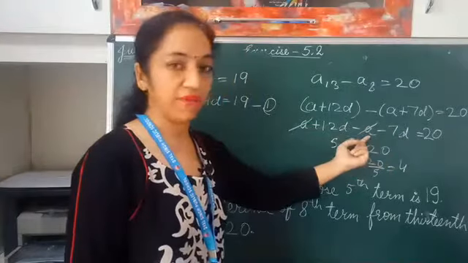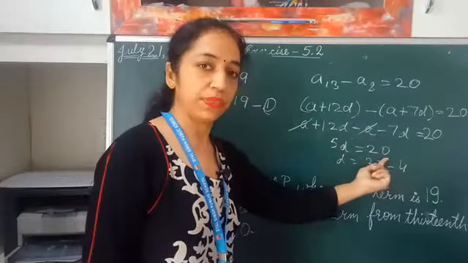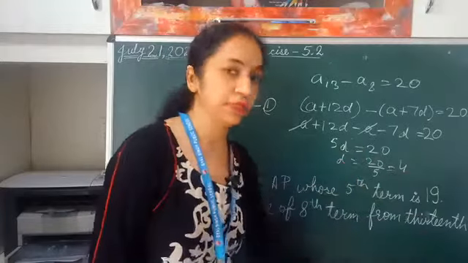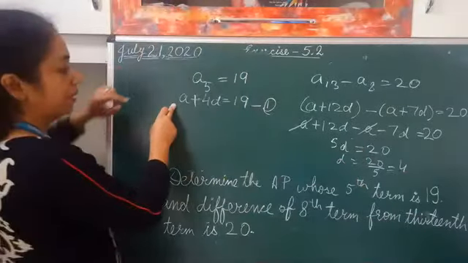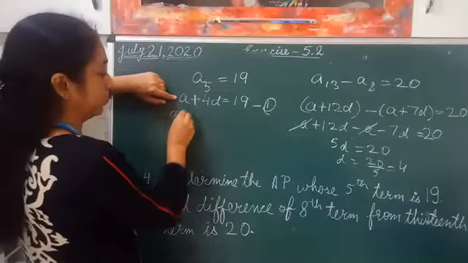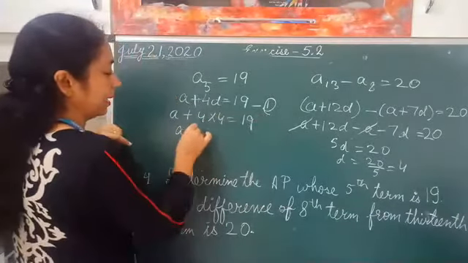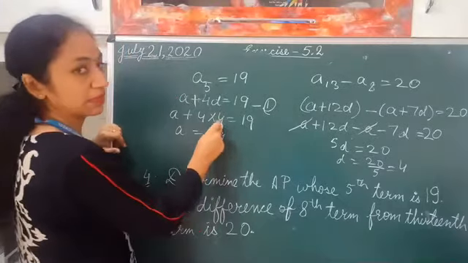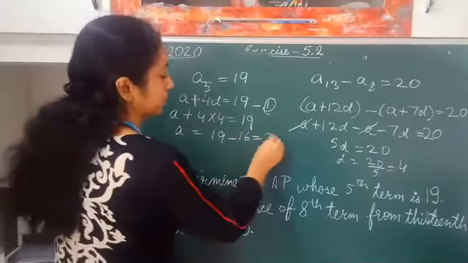You will cancel A with A. And now 12D minus 7D is 5D. Means 5D is 20. So D is equal to 20 upon 5, that is 4. Right? If you got the value of D, you will put it over here and you will get the value of A. So A plus 4 multiplied by 4 is equal to 19. A is equal to 19 minus 16. 4 4s are 16. Shift 16 to the other side and you will get 3.